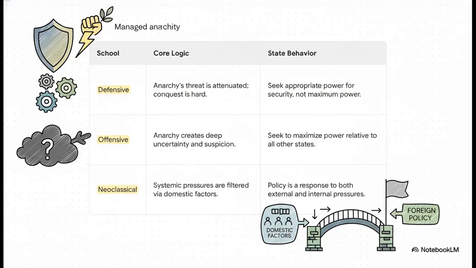Now, this table is a fantastic study tool, so let's walk through it. First, you've got defensive realists. They say, look, anarchy is real, but it's not a constant nightmare. States should just get enough power to be safe, because trying to take over the world is a dumb idea that usually backfires. Then you have the offensive realists, like John Mearsheimer. They say, no way. In an anarchic world, you can never be sure who's a threat, so the only smart move is to become the biggest, baddest state on the block.